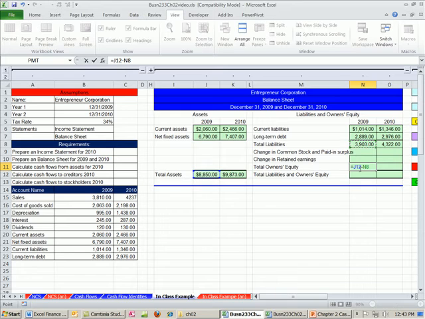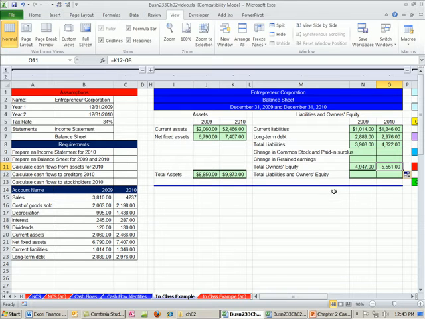Now notice something. That blue one is right there. The green one is right there. When we copy this over, the blue one will move to there. The green one will move to there. So it'll work just fine. And you can see, sure enough, it got the right number there also.